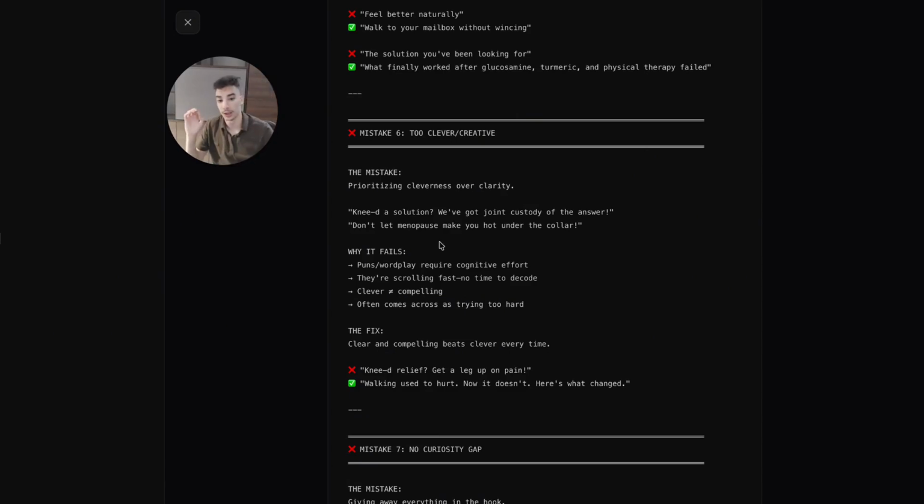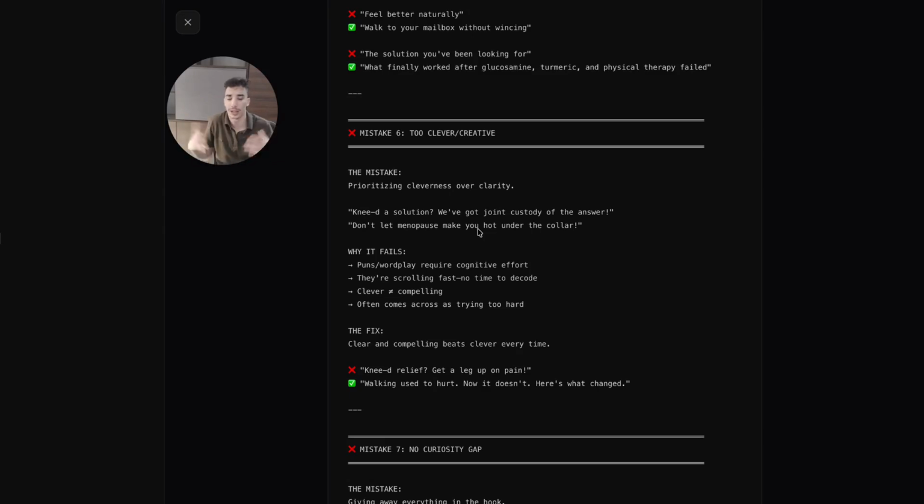So the mistake is prioritizing cleverness over clarity. Example: "We got joint custody of the answers." "Don't let menopause make you hot under the collar." All of this cleverness doesn't make sense to them. They're not there to break down the meaning. Forget about it. "Don't let menopause make you hot under the collar."